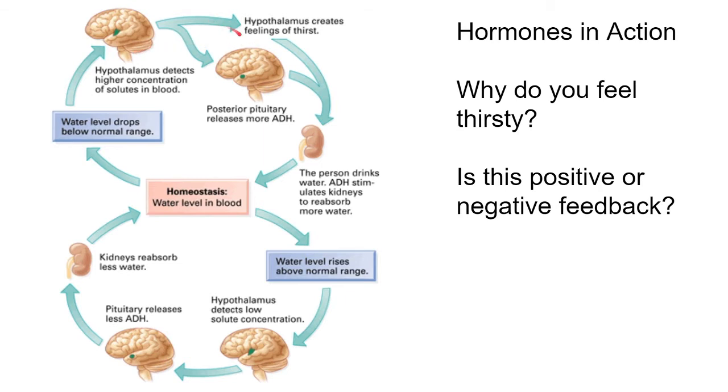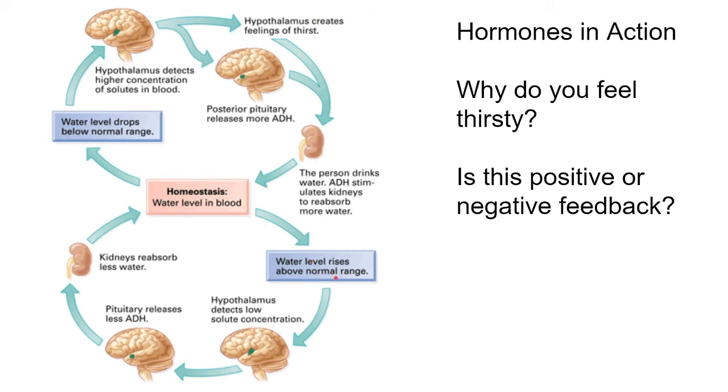So two things happen. The hypothalamus creates feelings of thirst, and it also tells the pituitary to release more ADH. So the person then will drink water. The ADH stimulates the kidneys to reabsorb more of the water as well. So those are the two effects that happen. The ADH causes the kidneys to absorb more water, and the person drinks water because they feel thirsty.